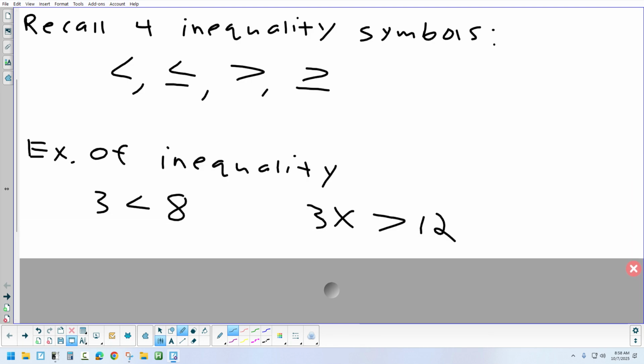So here's a couple examples of inequalities. The one on the left is just a true inequality. The one on the right could be true if you pick the right value for x. And there's more than one value. Right? If it was 3x equals 12, then there would only be one number. X would have to be 4. But in this case, the answer is anything bigger than 4. 5 would work, 6 would work, 13 would work. Right? Anything that's bigger than 4.